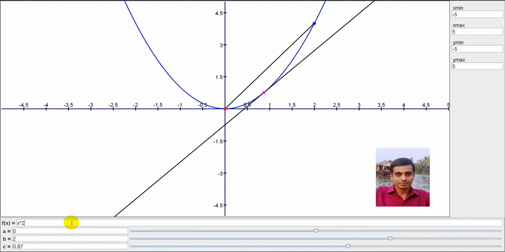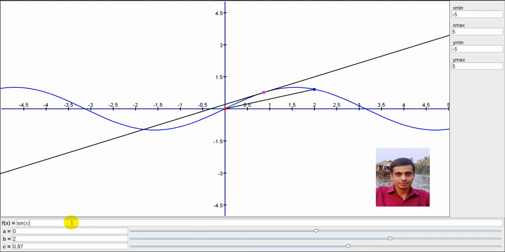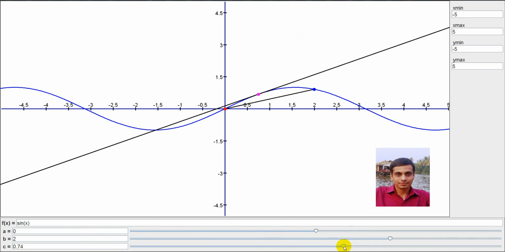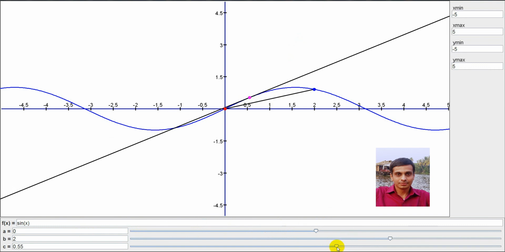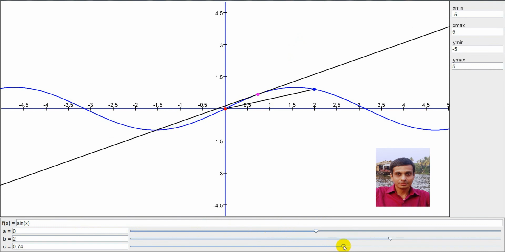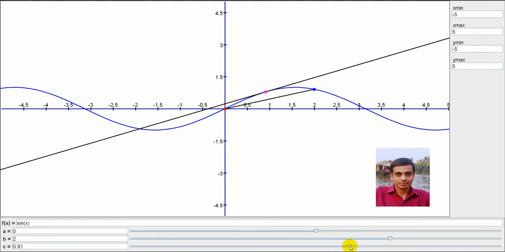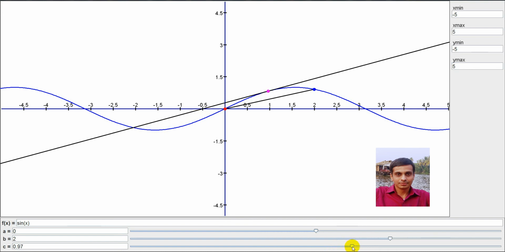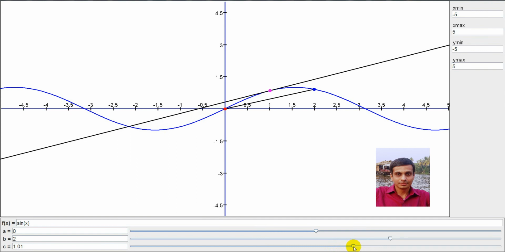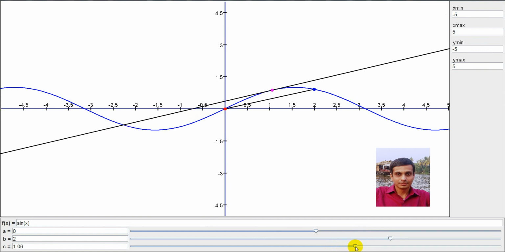Let us verify Lagrange's mean value theorem for another function, sin x. I want to obtain a point C between 0 and 2, that is, a point between points A and B, in a way that the tangent drawn at point C will be parallel to this secant line. We can observe here that these two lines are parallel.